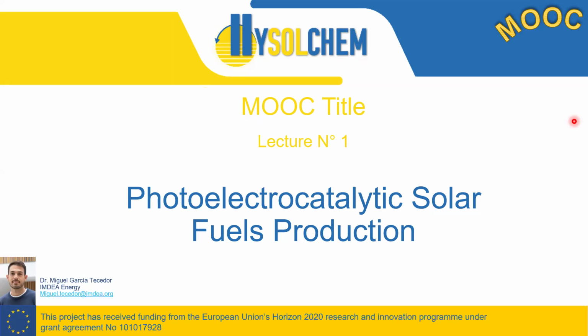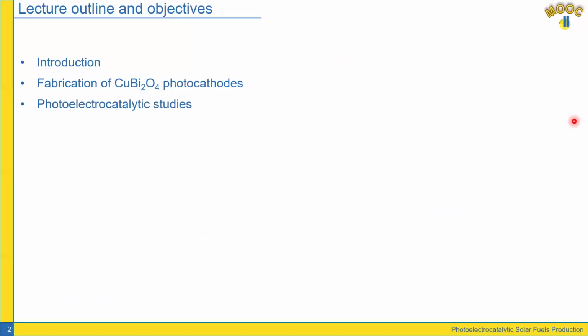This is the first MOOC inside the HySolChem project regarding photoelectrocatalytic solar fuels production. In this MOOC, we will start with a brief introduction of what is photoelectrocatalysis. Then we will move on to the fabrication of a copper bismutate photocathode that we will use as an example for this application. And then we will start explaining some basic principles in photoelectrocatalysis.